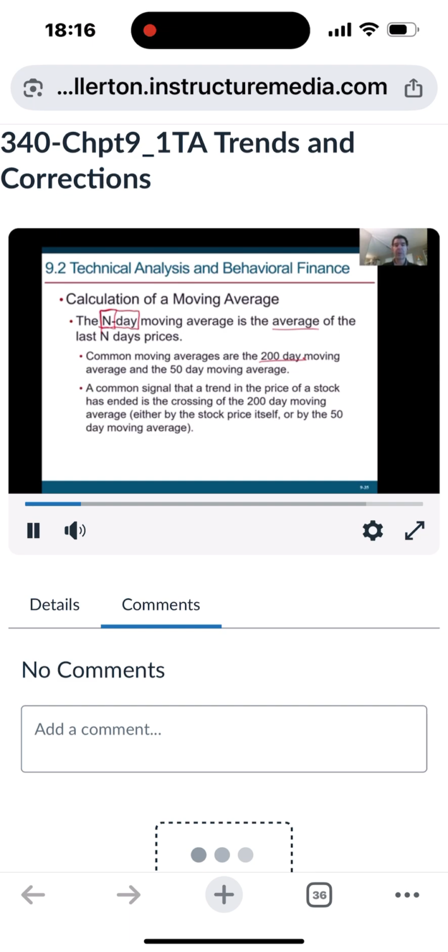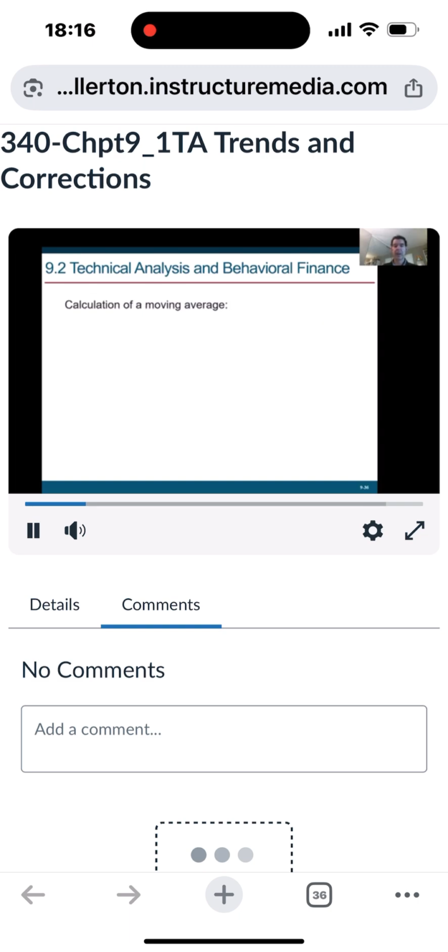And how do people use these? Again, I'll show you some plots, but a common signal that a trend in the price of a stock has ended is perhaps a crossing of the 200-day moving average. What crosses this average? Either the stock price itself or another moving average, perhaps the 50-day moving average. I'll show you some examples later of that. All right, and many websites allow you to plot various moving averages, so very, very common.